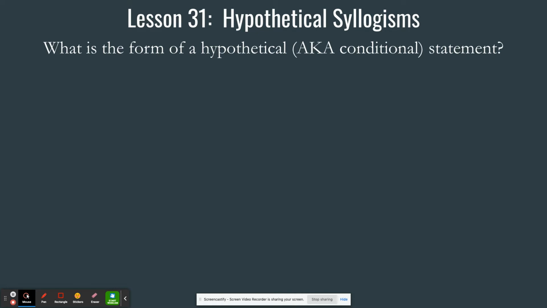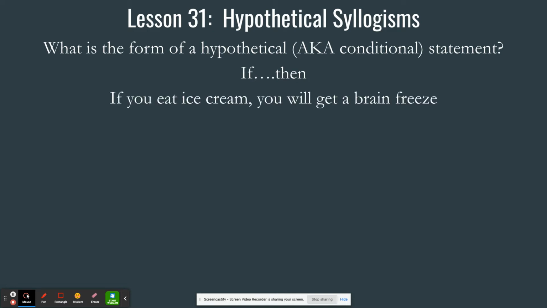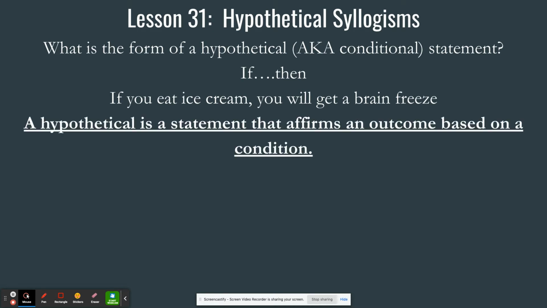So what is the form of a hypothetical or conditional statement? What is every hypothetical, like in theory, what's the form of it? Yeah, if blank, then blank. Okay, well done. So if blank, then blank. So if, for example, if you eat ice cream, you will get a brain freeze, to which I say that's a price worth paying. But that's what we call a hypothetical statement, right? If blank, then blank.